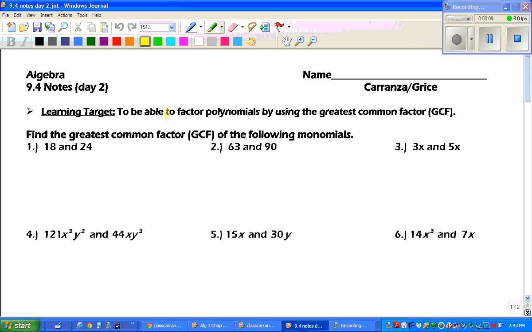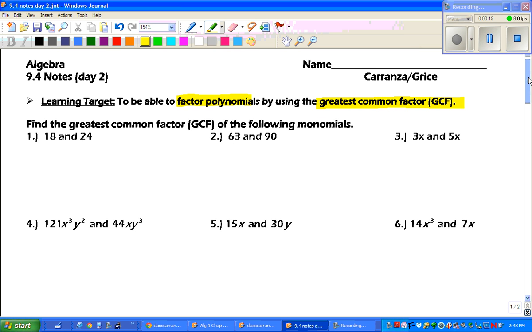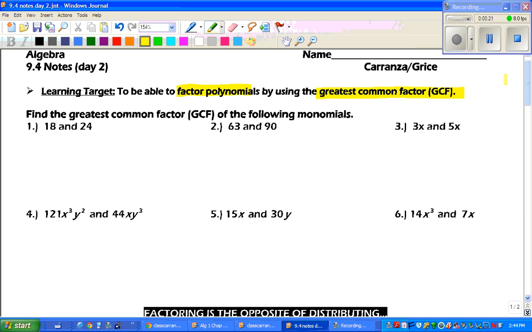Today we're talking about factoring polynomials by using the greatest common factor. So let's start with a little bit of a review. I'm going to do 3 of these together, and the other 3 you're going to do on your own.